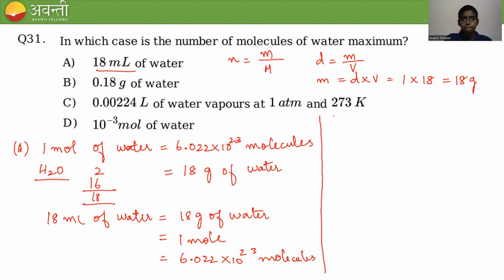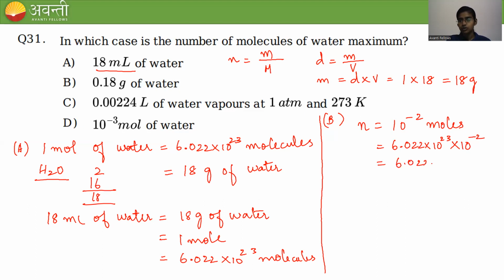Got it? Now coming to option B. It is 0.18 gram of water. So the number of moles will be 10 to the power minus 2 moles, right? Since it is 0.18, it is 10 to the power minus 2 moles. And what is the number of molecules? It is 6.022 into 10 to the power 23 into 10 to the power minus 2. So the answer is 6.022 into 10 to the power 21 molecules.